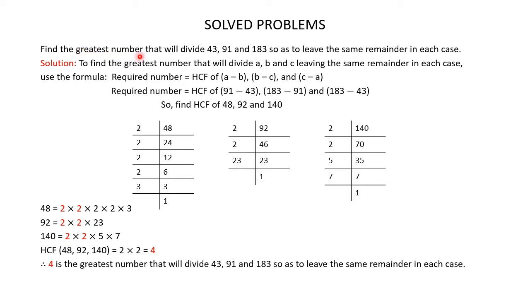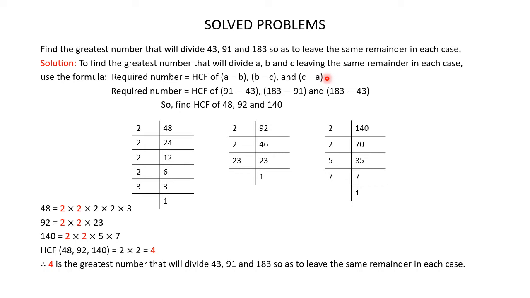Find the greatest number that will divide 43, 91 and 183 so as to leave the same remainder in each case. So here in this problem, the remainders are the same, but the value of the remainder is not given. Now, to find the greatest number that will divide A, B and C, leaving the same remainder in each case, you have to use the formula. Required number is equal to HCF of A minus B, B minus C and C minus A.